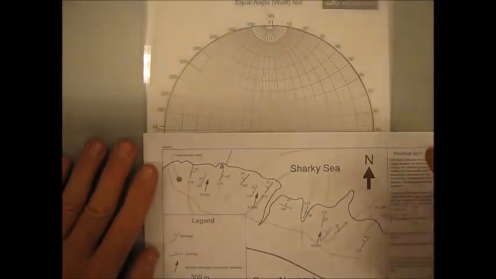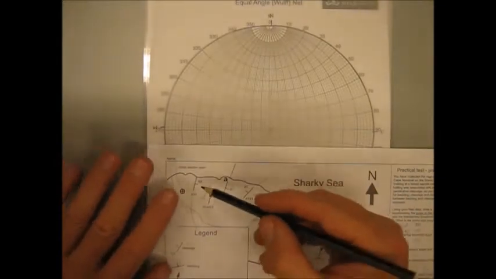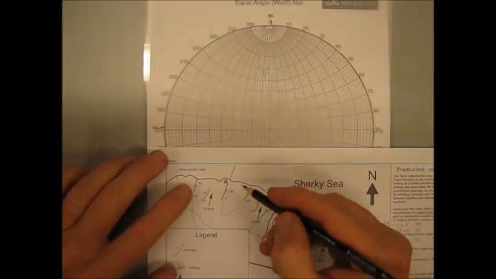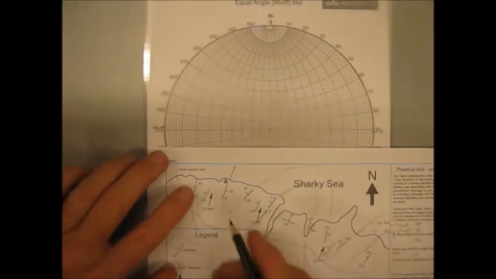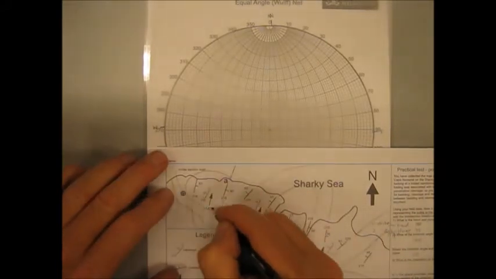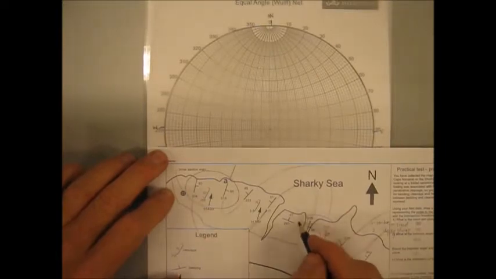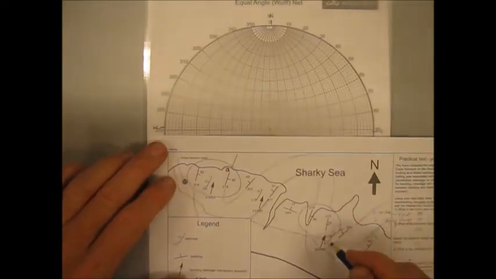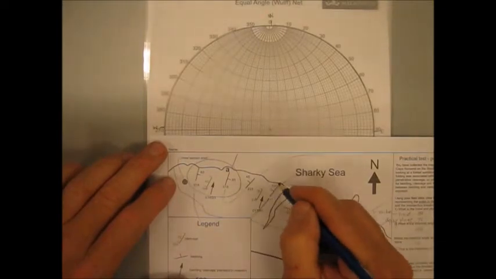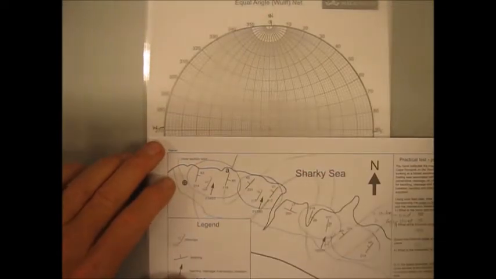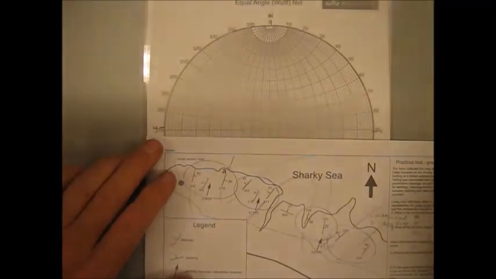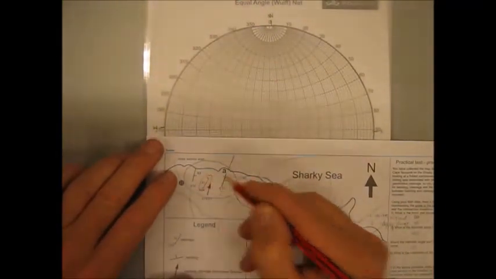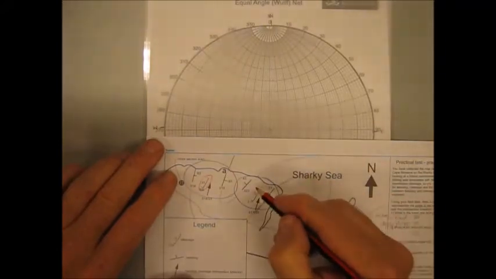So we've got strikes and dips of bedding, and what I'm going to do is plot all of the east dipping bedding. Okay, I'm going to circle east dipping bedding, and then I'm going to plot west dipping beds, which I'm circling in blue, and then after that I'm going to plot cleavages that I'm circling in red.